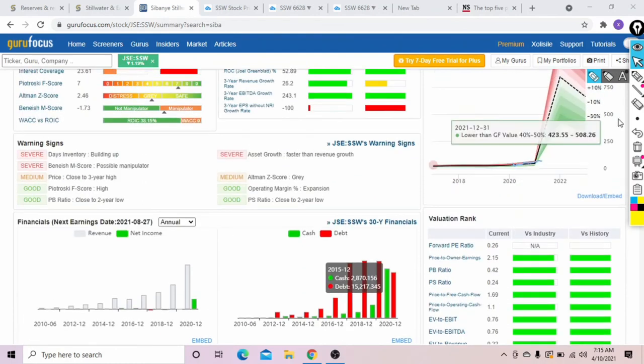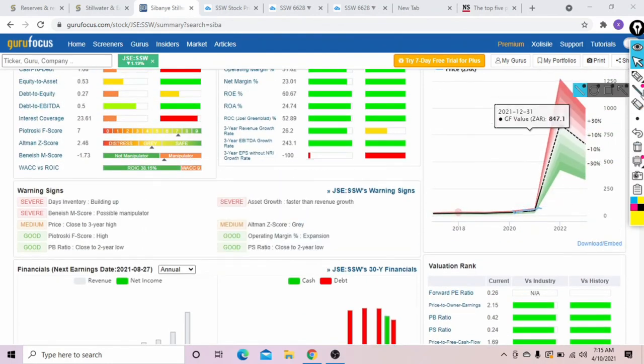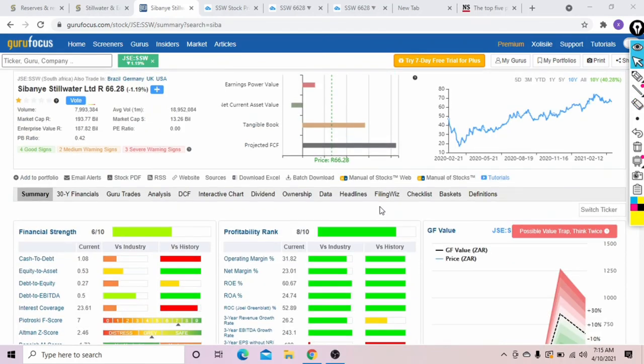Well, in terms of the valuation here, you can see Sibanyestillwater is undervalued. It's trading below the black line here, which is the intrinsic value. You can see currently it's there. All right. So it's undervalued. So it's still a good stock to buy and hold. It's worth taking the risk.